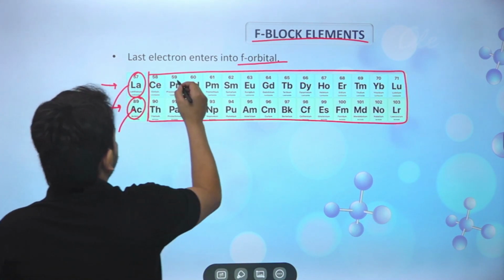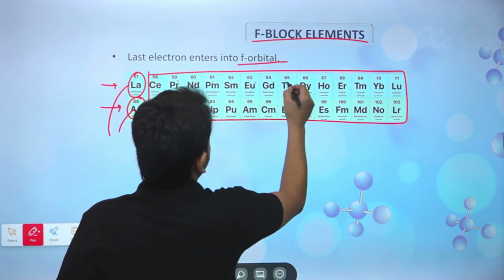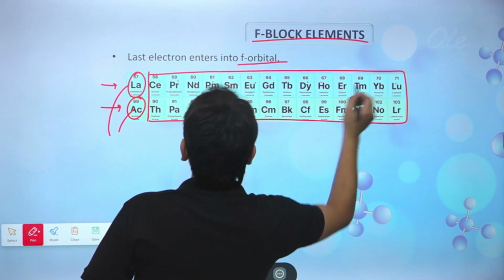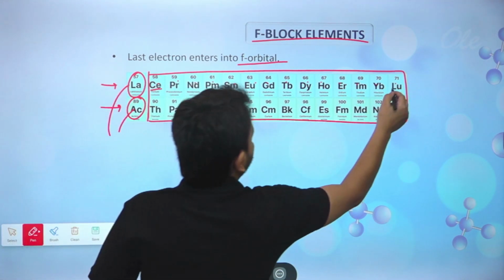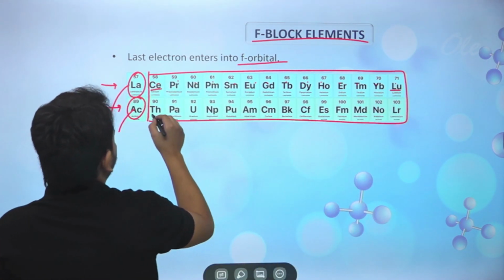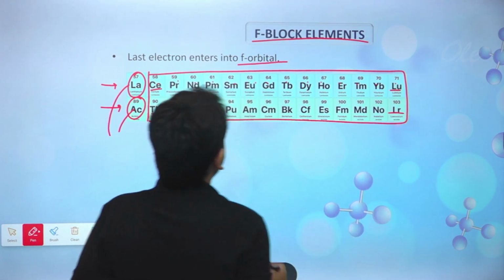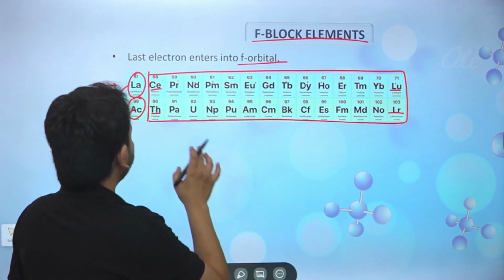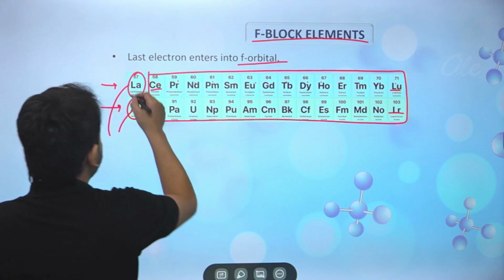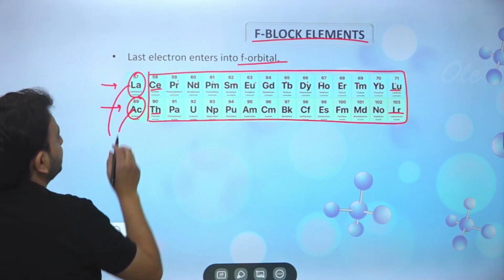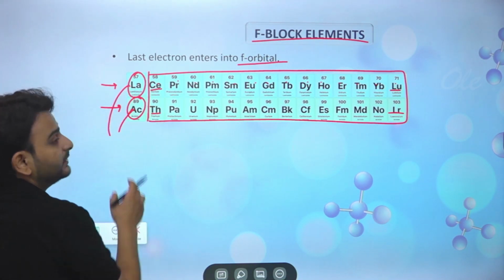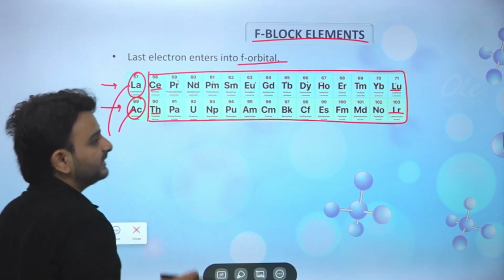So 1, 2, 3, 4, 5, 6, 7, 8, 9, 10, 11, 12, 13, 14. So from cerium to lutetium, and thorium to lawrencium, these go into the F block. These do not go into the F block. The final electron does not go to the F block. These are mentioned over here, guys, because these are the lanthanide and actinide series.